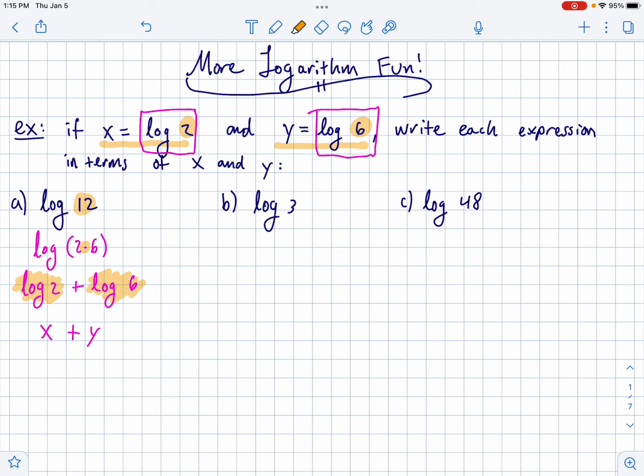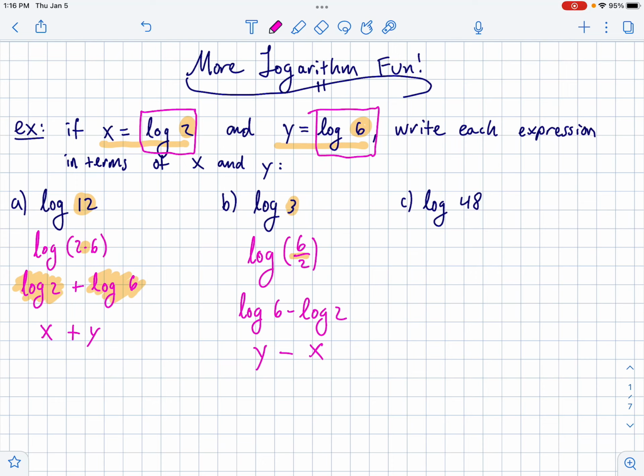Log 3 is slightly trickier because you're like, well, how do I break that apart into 6's and 2's? Recognize that 6 divided by 2 is 3. So you kind of have to look at it and try some things and decide if you can figure out a way to use 6's and 2's to get a 3 out of it. So this is 6 over 2. Then any division inside a log argument can be broken apart into subtraction. So this becomes log 6 minus log 2. And then log 6 is the same thing as y, and log 2 is the same thing as x.